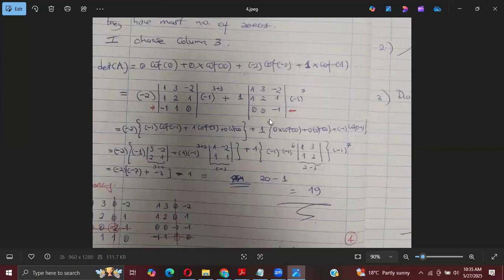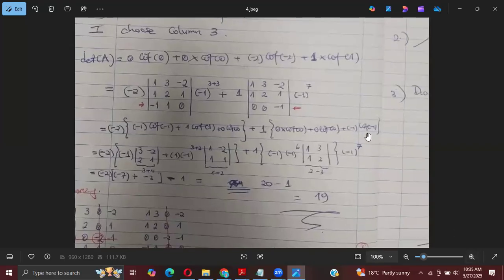Plus, on the other side, you have 1 times, so I use this third row because it has 2 zeros. So I have 0 times cofactor of 0 plus 0 times cofactor of 0 plus minus 1 times the cofactor of minus 1. All right? And so this is what we get. Now let's move on. The cofactor of this one is just positive, so it's just minus 1 squared. Then we delete this row, we delete this column. What remains? 3, 2, minus 2, 1, which is this, plus 1.